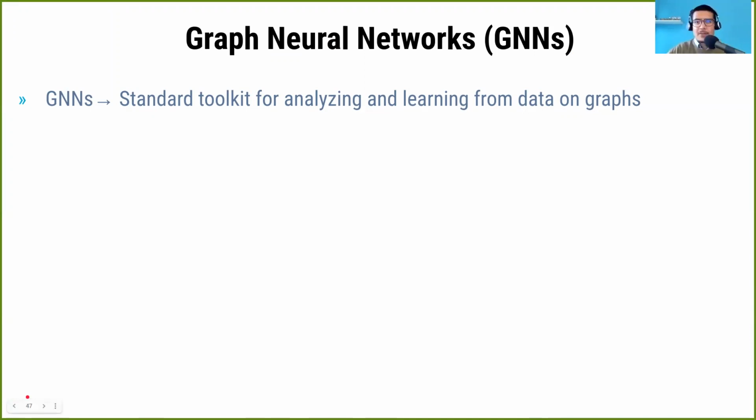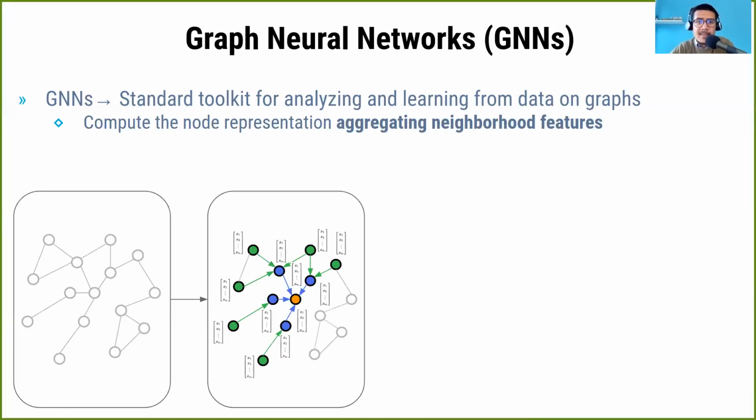In the following slides, I will talk about specific techniques related to graph representation learning, in particular, graph neural networks. Graph neural networks have become the standard toolkit for analyzing and learning from data on graphs. These neural architectures are able to compute the node representation, aggregating the neighbor features. In general, different graph neural network architectures perform different types of aggregations.